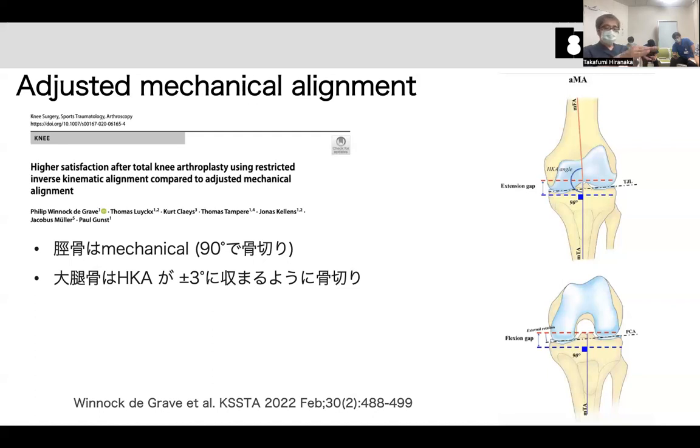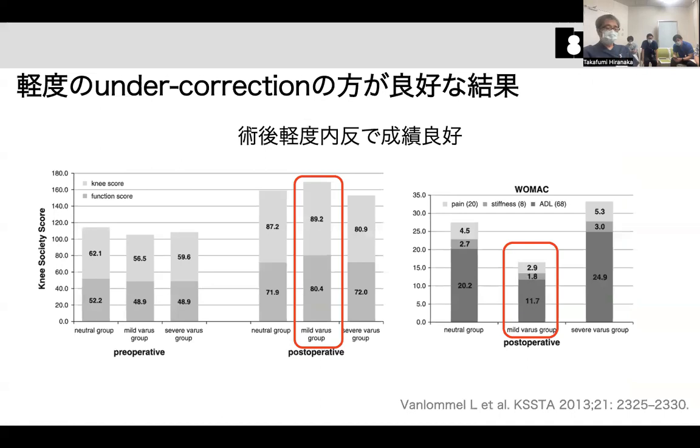But in adjusted mechanical alignment, of course, the tibial cut is perpendicular, because they believe the perpendicular cut is the most stable in terms of bone loading and the balance of loading on both the medial and lateral sides. So they never cut it varus. But on the femur side, they allow plus or minus 3 degrees of varus or valgus. It makes it very easy to adjust the gap once we allow a little bit of varus or valgus. It's easier, so that can decrease the chance of soft tissue release. This is the one paper that shows that a slightly undercorrected knee has the best clinical outcome.